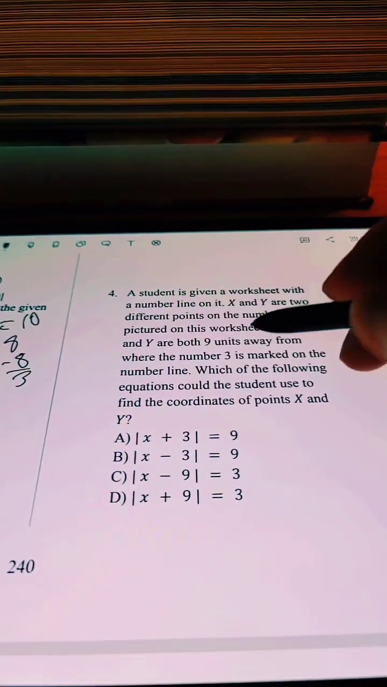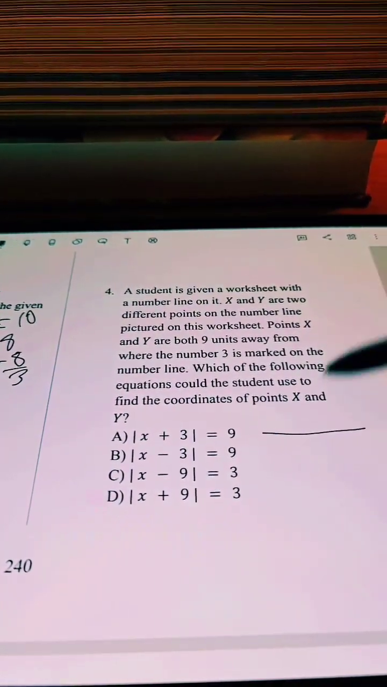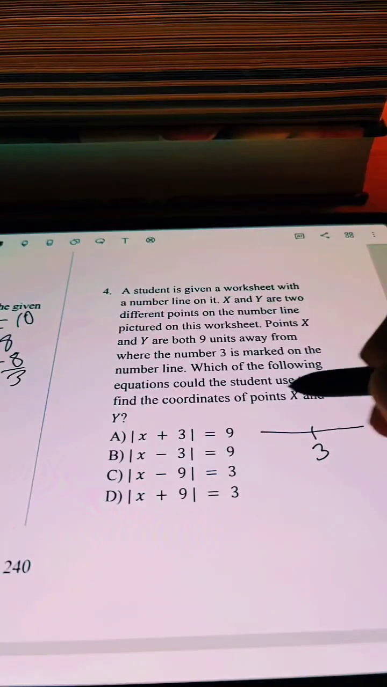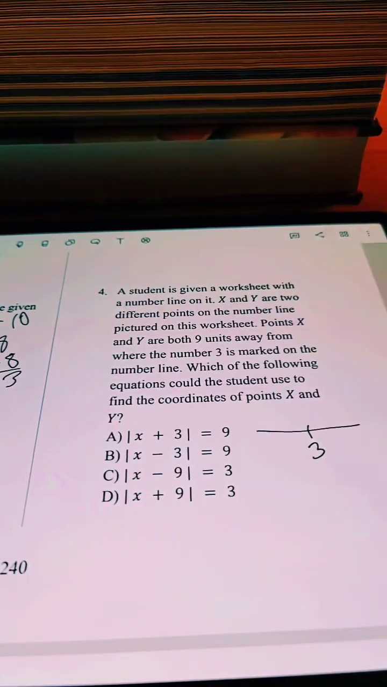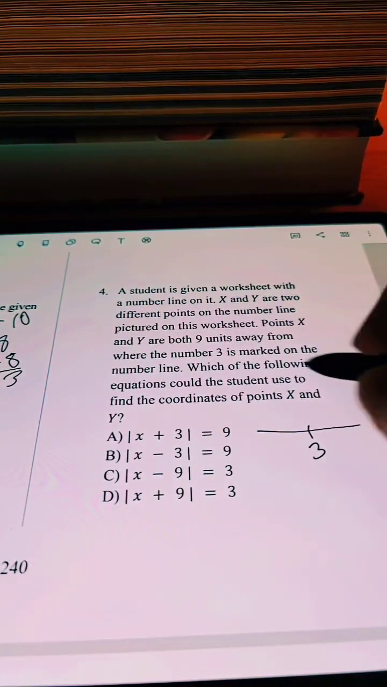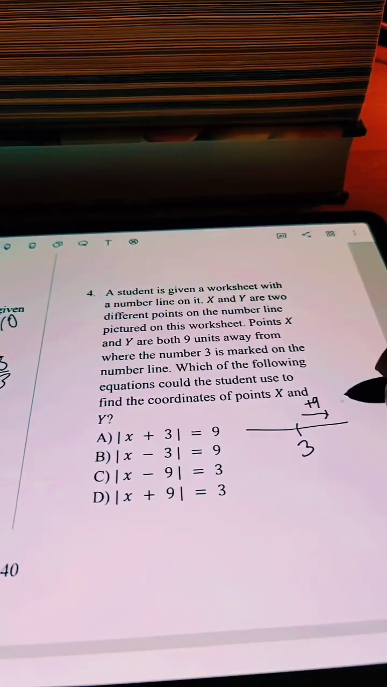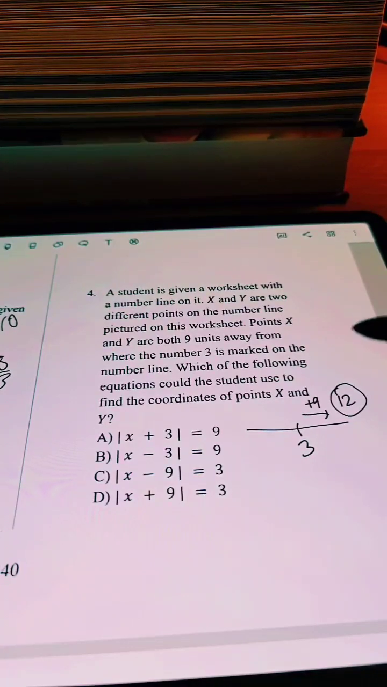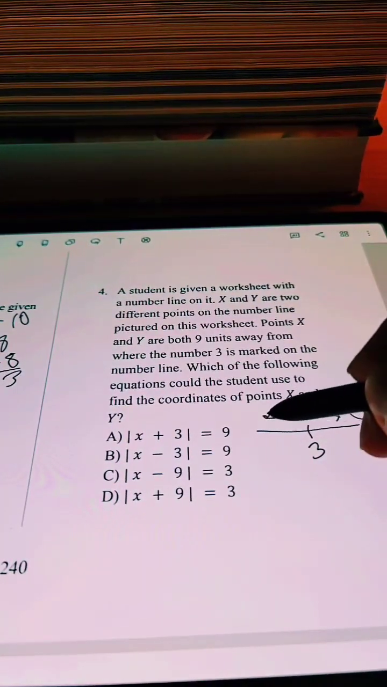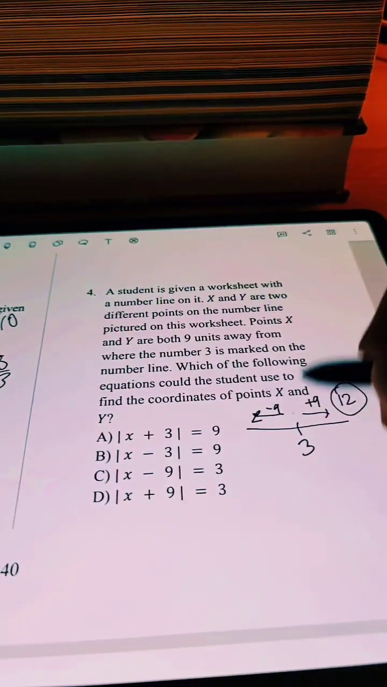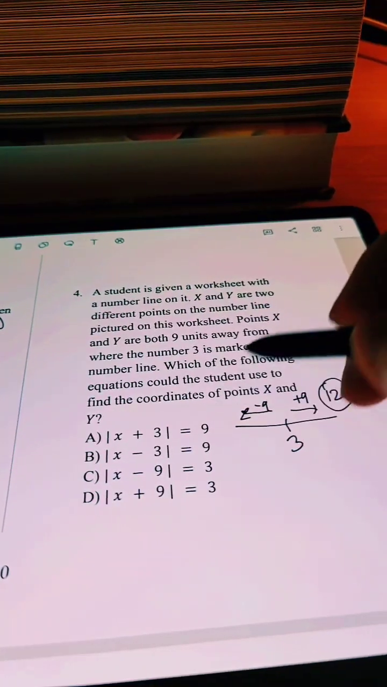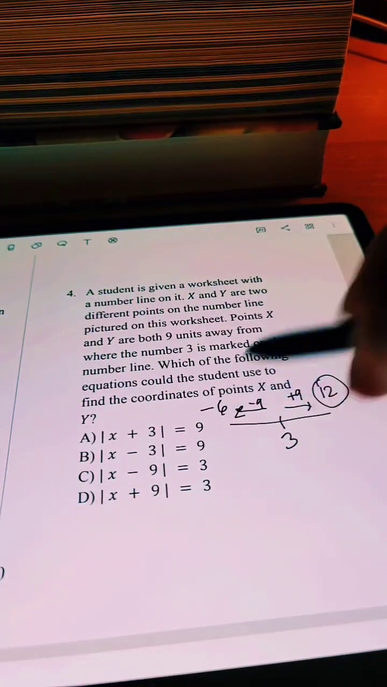So just think about this logically. On a number line, you have the number 3, and then you're going to have X and Y being 2 different numbers that are 9 units away from 3. So if we go 9 in this direction, then we're going to get to the number 12, right? And if we go 9 in this direction, well, then where are we going to end up? We're going to end up at -6.